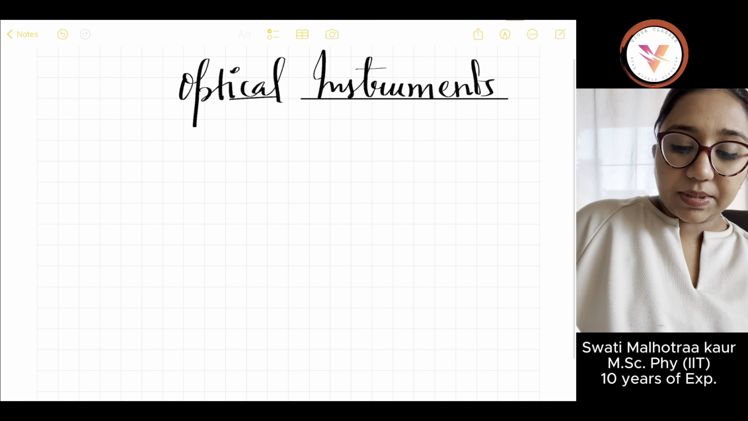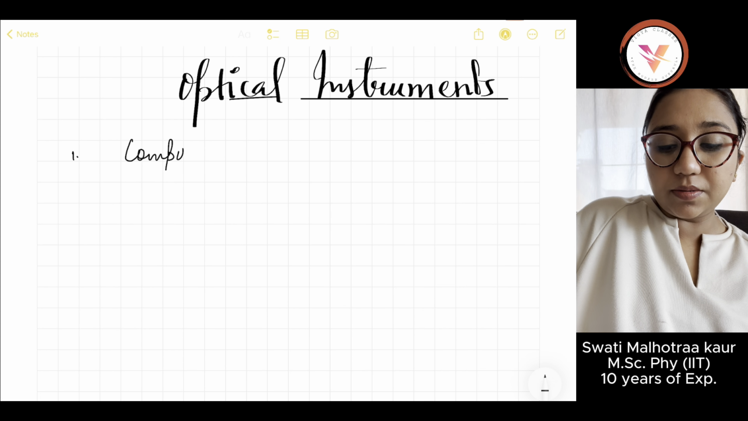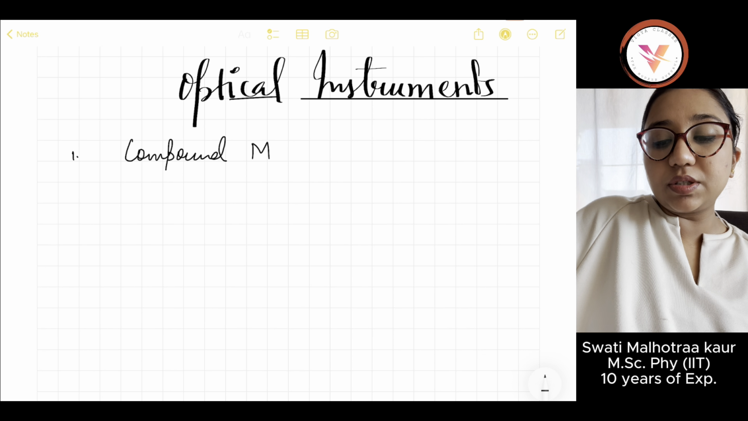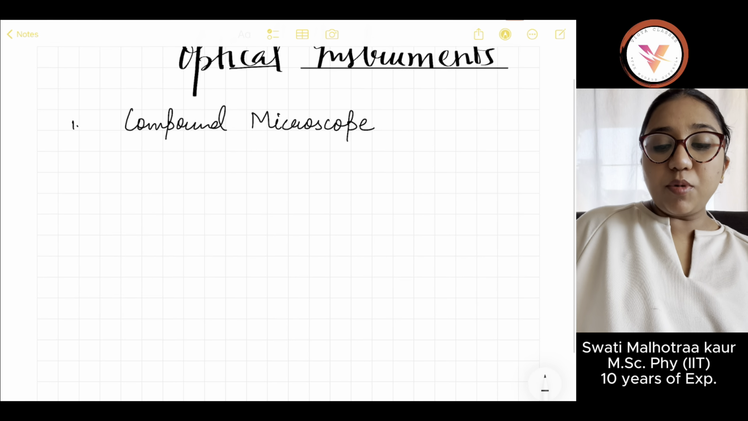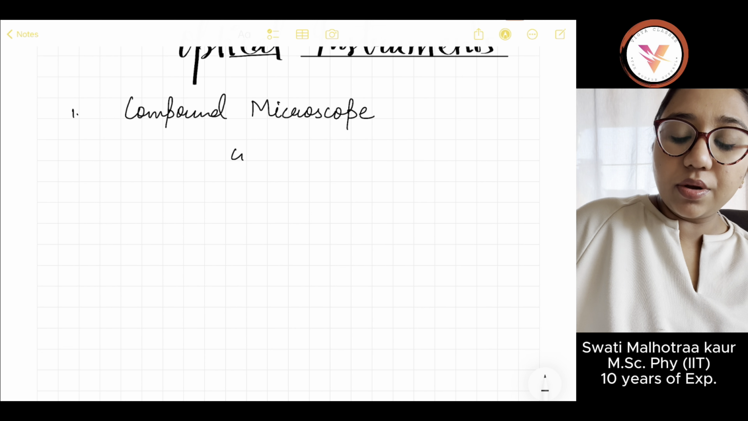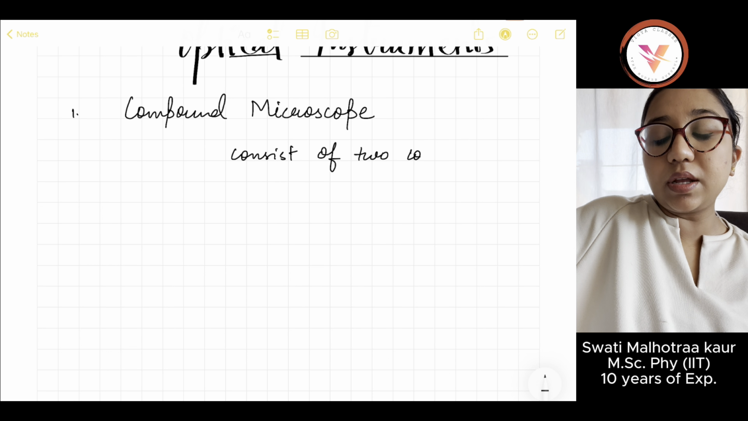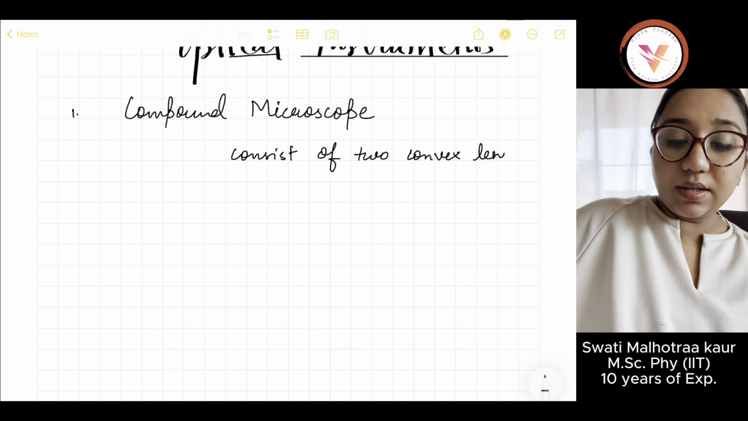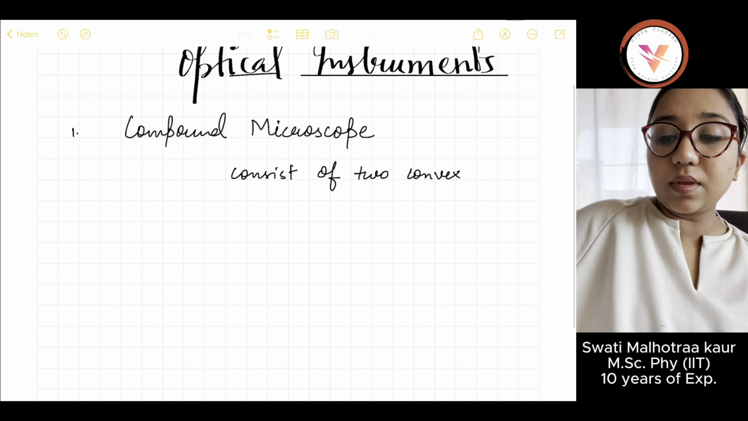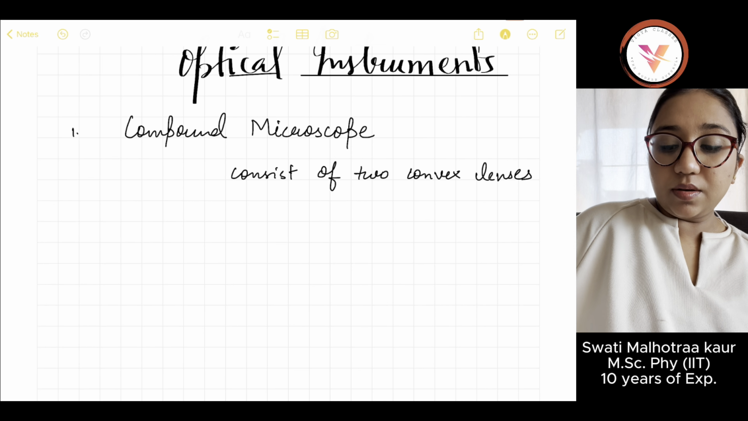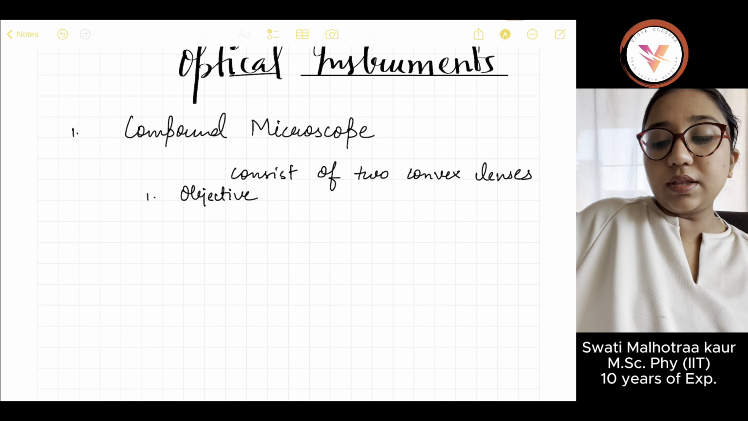Okay, so first we will understand about compound microscope, which is there in your course. Only compound microscope is there. Compound microscope basically consists of two convex lens. It has two convex lens. One is objective lens and the other is eyepiece.